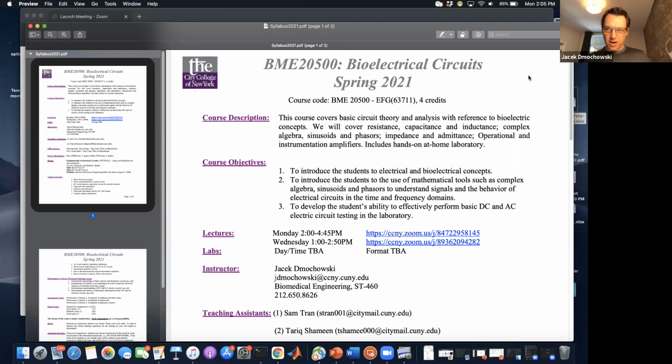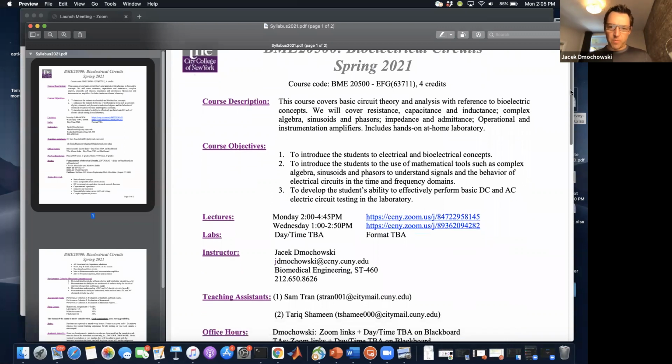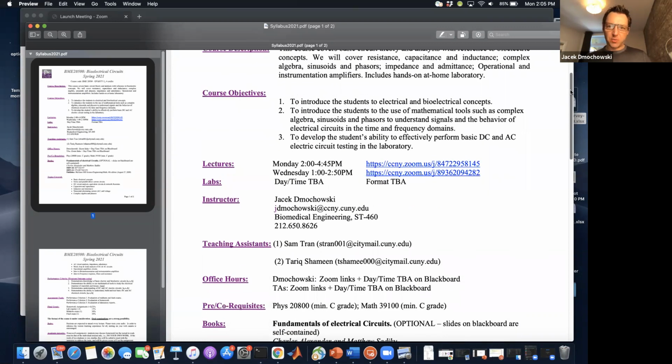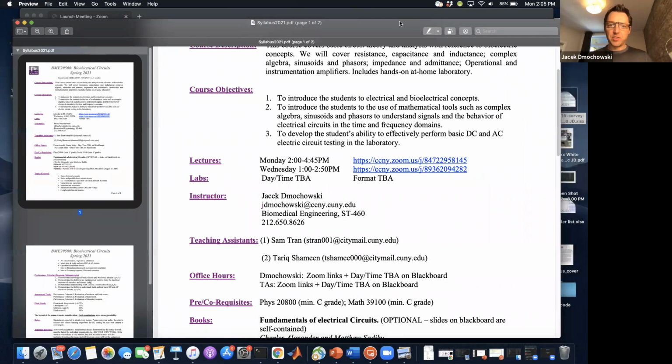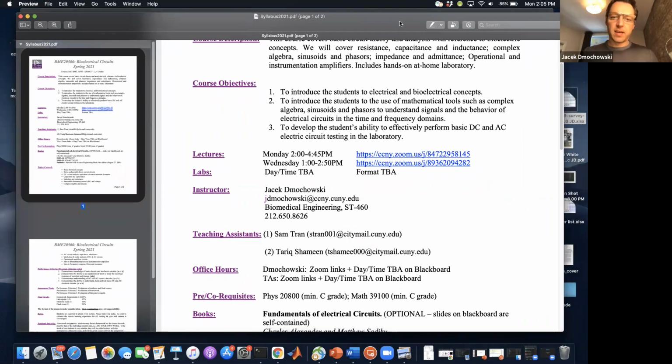So this is a 4-credit undergrad course that all BMEs take in their second year. You can imagine what the objectives are. It's to familiarize yourselves with concepts in electricity that apply specifically to the study of the body, biomedical engineering. And so we cover both DC and AC circuits. If you don't know what those are, worry not, we'll cover that.